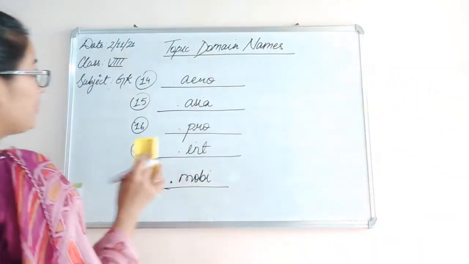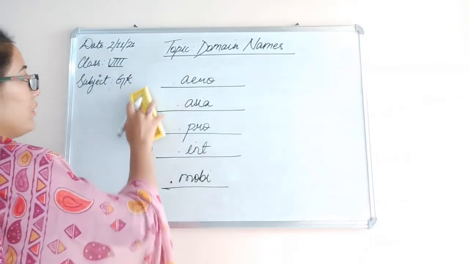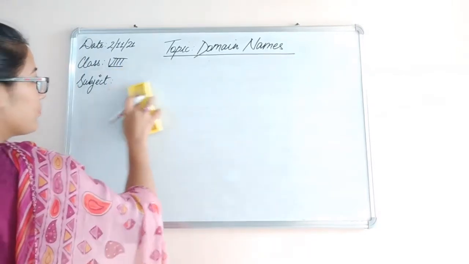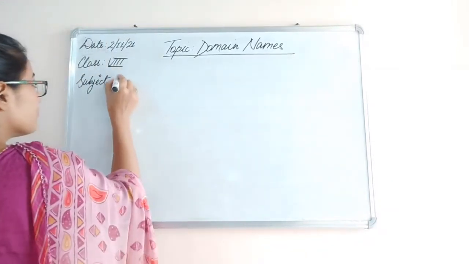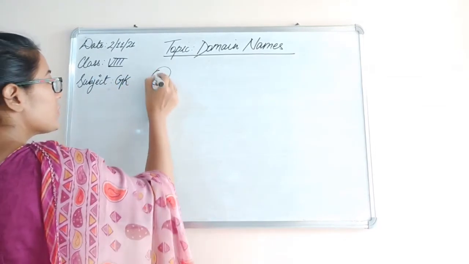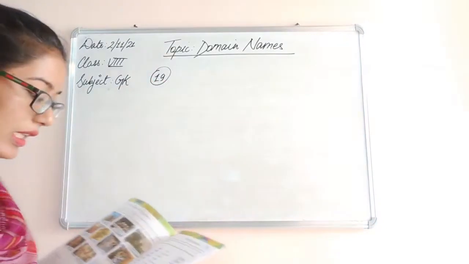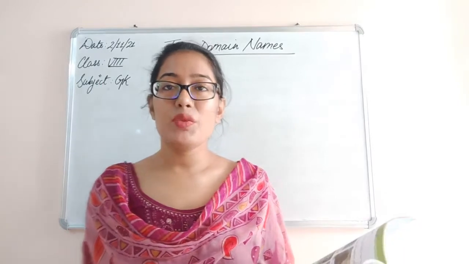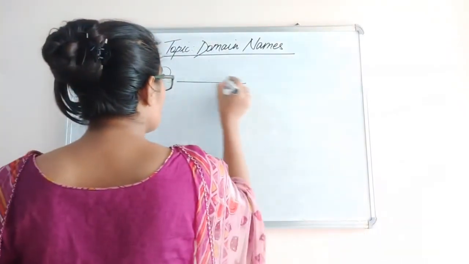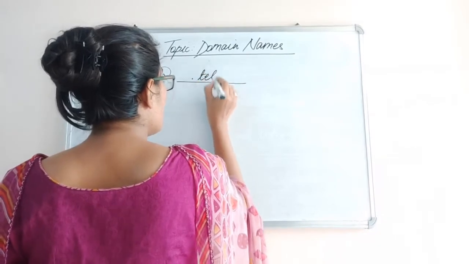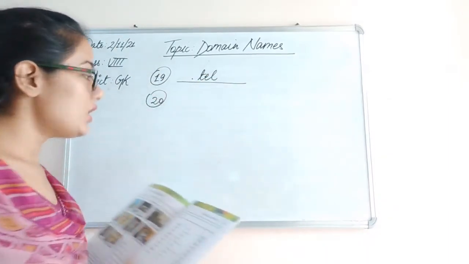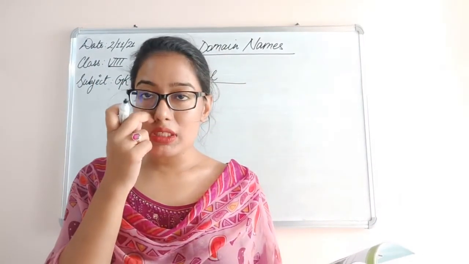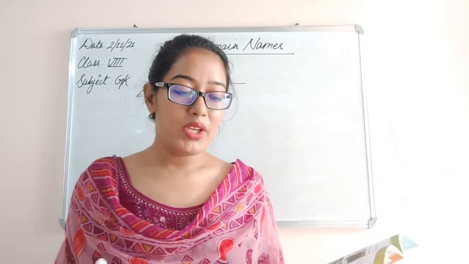Okay, I'm rubbing it off. I hope all of you have taken down the screenshot. So the 19th part of this exercise is internet communication services. Internet communication service domain name becomes dot TEL. Dot TEL. Now the last part of this exercise, that is 20th part, companies.